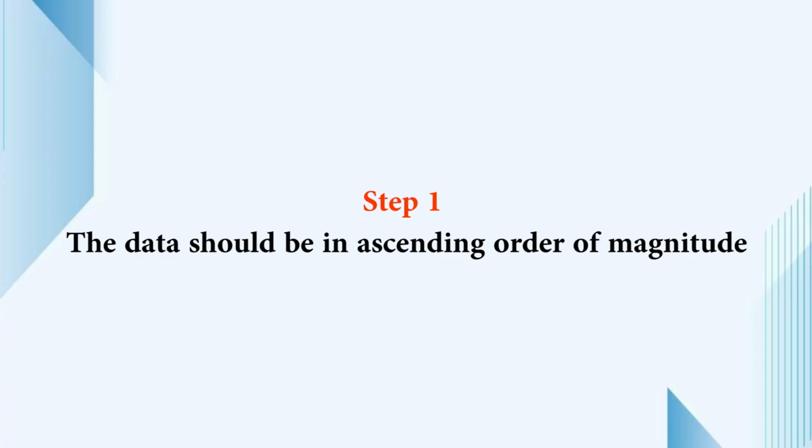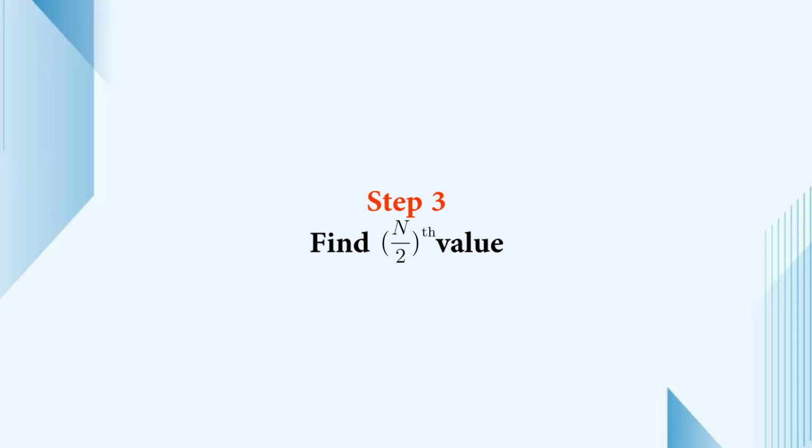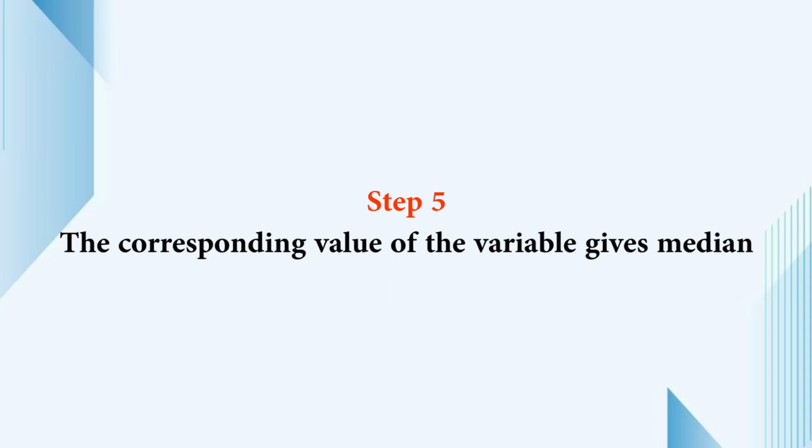Now let us see how to compute median for grouped data. First, let us look into the steps involved in the computation of median for discrete data. As the first step, the data should be in ascending order of magnitude. Then, prepare the less than cumulative frequency distribution. After that, find the n by 2th value. Now, see the cumulative frequency just greater than the n by 2th value. The corresponding value of the variable gives the median value.